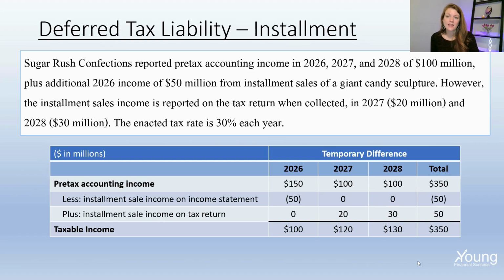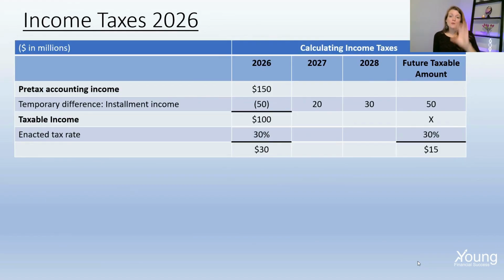So let's look at how this is calculated. We go back here to 2026, and we're going to focus on that. We are showing 150 million on our income statement. But for tax purposes, they say take that 50 million off there. You haven't even made the cash from it yet. So then we have taxable income of 100 million. The tax rate is 30%, so we have 30 million that we have to pay in taxes. So that then pushes off the 50 million to the next couple of years, 20 in 2027, 30 in 2028. So in total, this is pushing off the 50 million to pay in future periods.